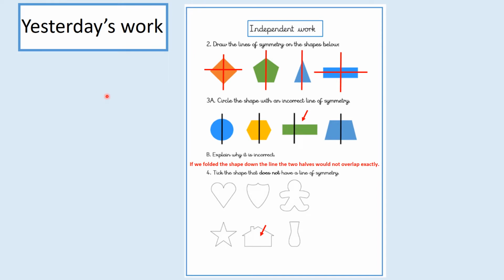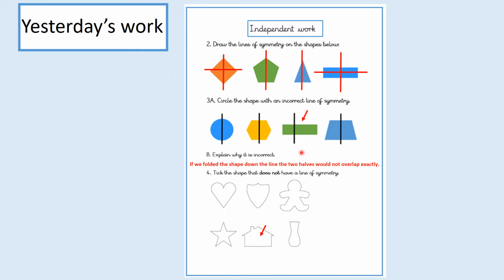Okay, question 2, you needed to draw your lines of symmetry onto the shapes. So the first shape is a square. It's just been turned around, so it looks a bit like a diamond shape, but it is still a square. It's got four sides and four vertices, and there are two lines of symmetry on our square. Next shape was a pentagon. There is one line of symmetry there. Next shape was a triangle, one line of symmetry again, and then your rectangle had two lines of symmetry again.